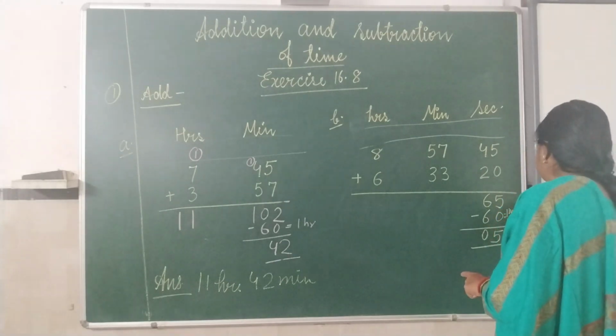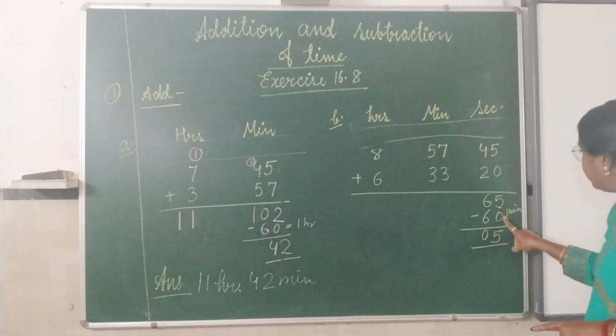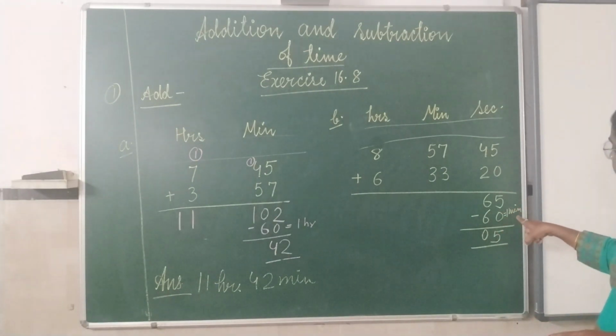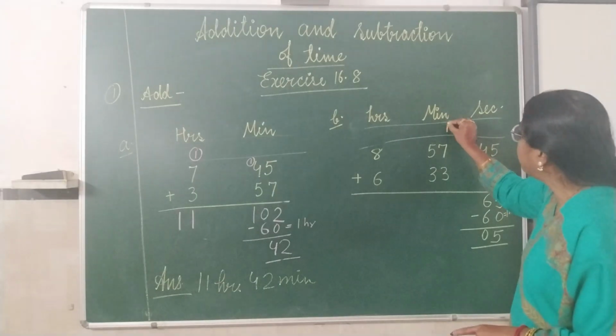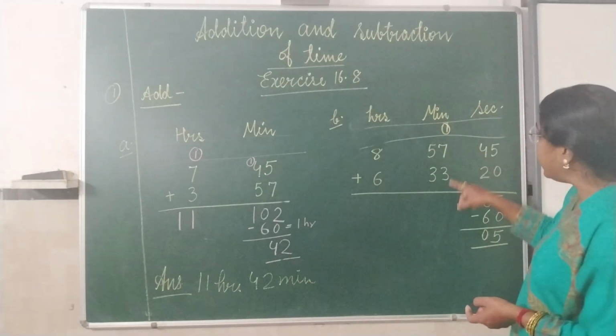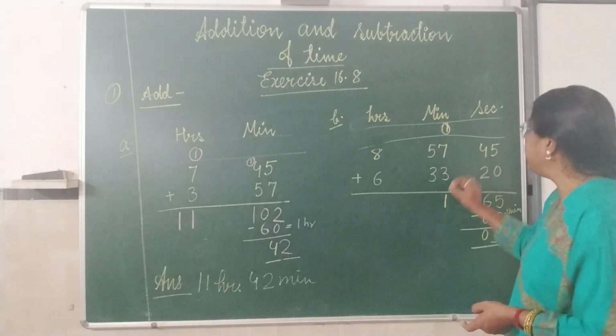There is no space, but I hope it is clear to you all. 60 seconds is equal to 1 minute, and this 1 minute will be carried forward to the minute side. Clear? Now we add this: 7 plus 3, 10, plus 1, 11.